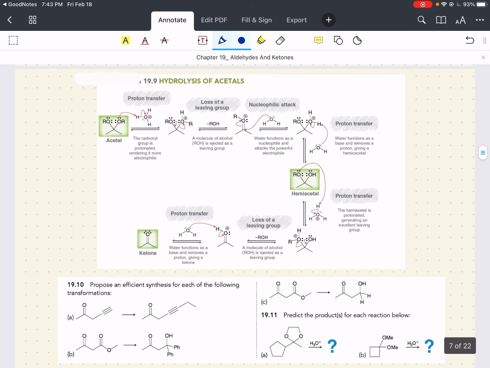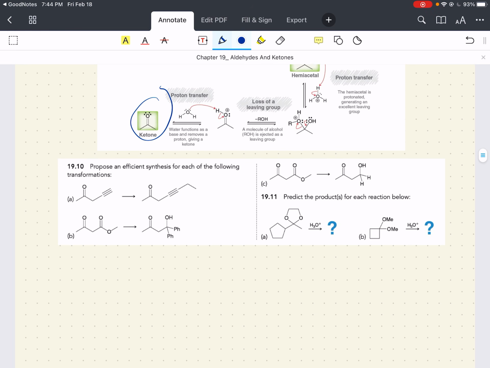Fantastic. Now you can also go backwards. You can start with an acetal and go back to a ketone. The reverse process is called hydrolysis of acetals. Same mechanism, but kind of backwards. So if you need to reference this, this is the mechanism for going from acetal to ketone.